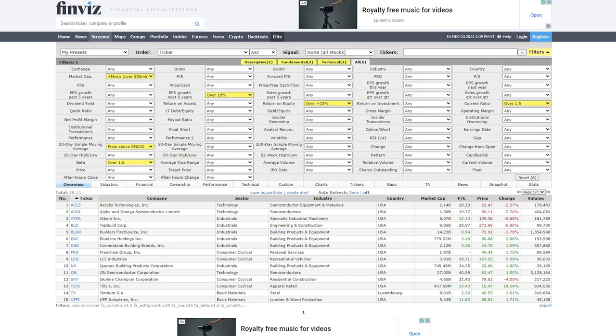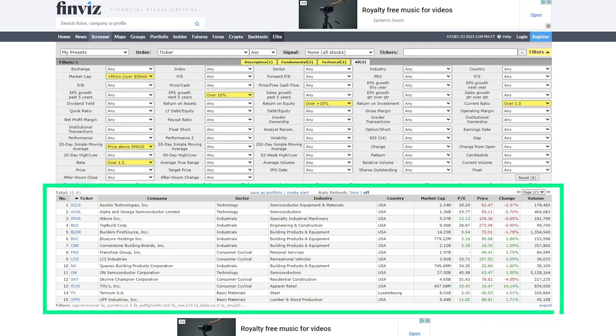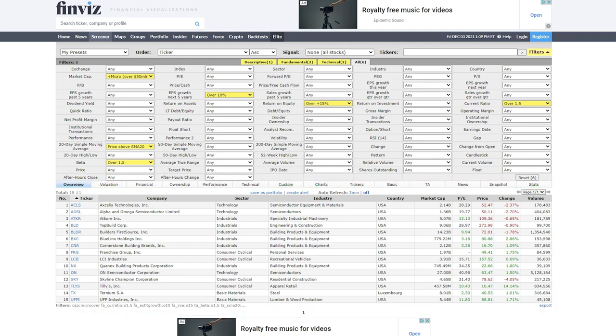As you can see, after adding all these filters, we get a nice little list of stocks. Now, I should also mention right now, not all these stocks down here are going to be good plays. That's an important concept to understand with screeners. You should treat them as filters, not absolute trades.